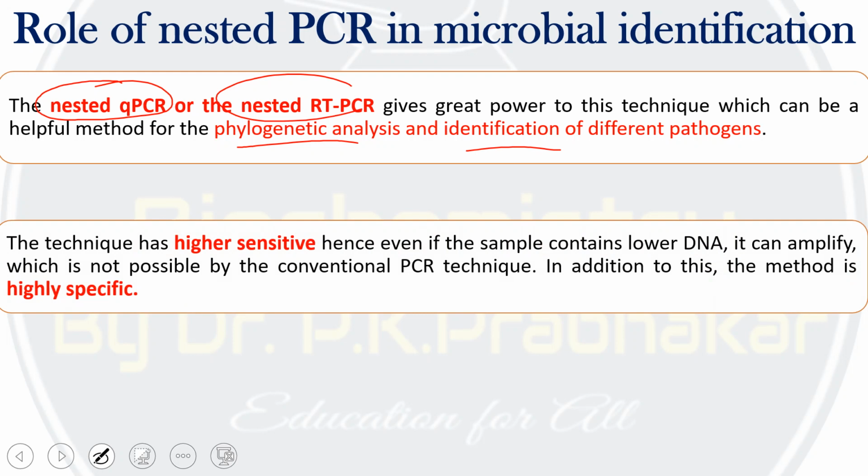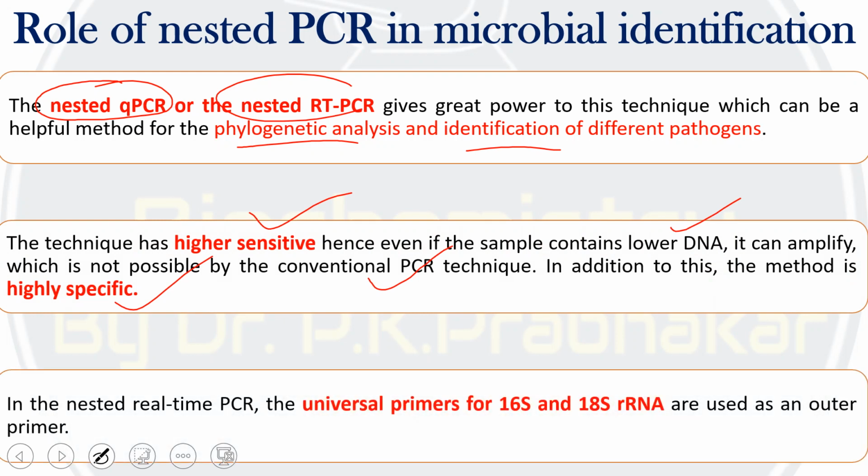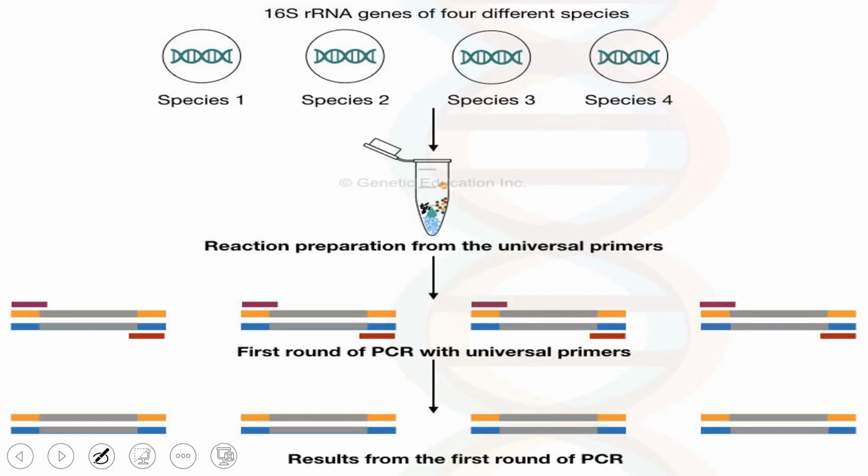of the different pathogens. This technique has high sensitivity, and hence even if the sample contains very low DNA, it can amplify, which is not possible in conventional PCR. In addition, this method is highly specific as well as sensitive. In this nested real-time PCR, the universal primer we are going to use is against 16S ribosomal RNA or 18S ribosomal RNA, and we are going to use it as an outer primer. So here is the pictorial representation.